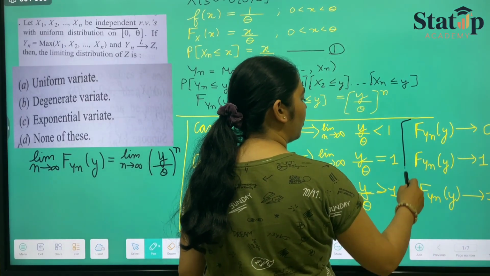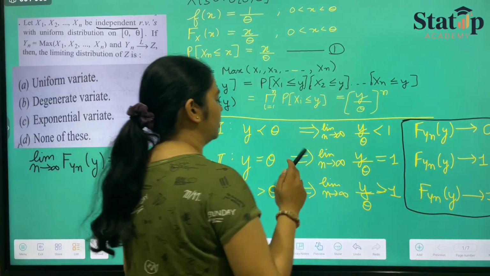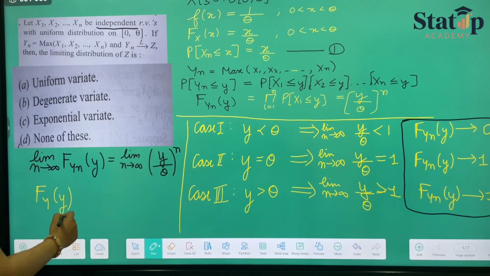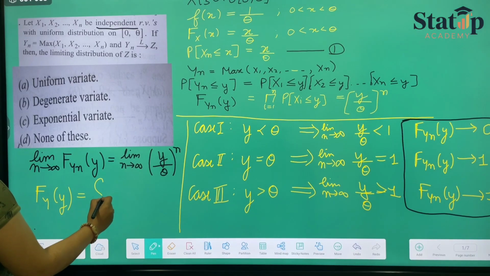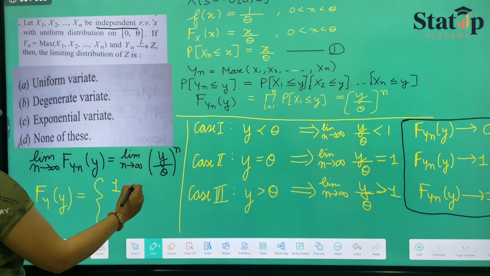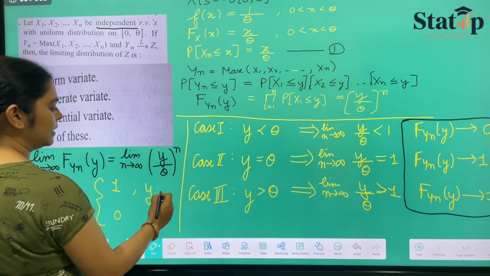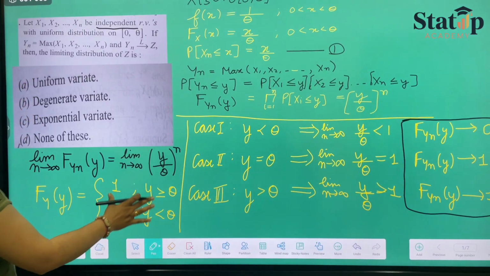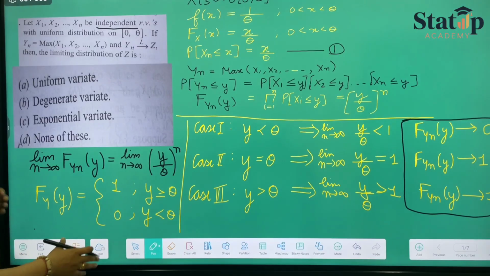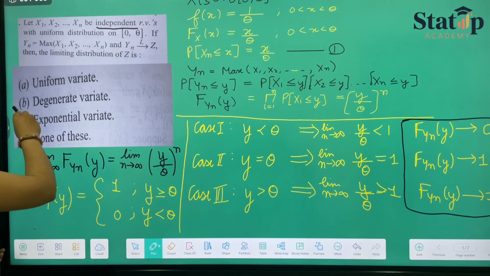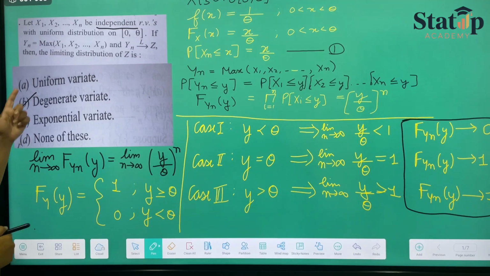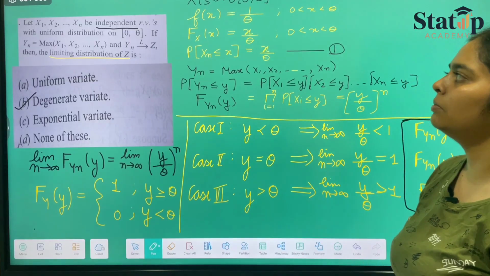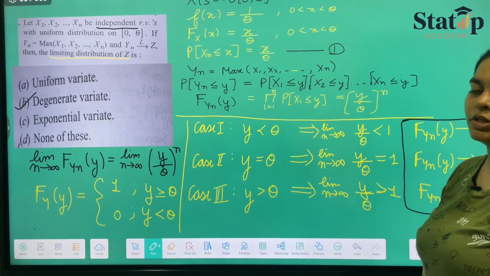And when we combine all these three cases, we can say that the distribution function F of Y, because we have put the limit on n we will not write it, has only two values, 1 or 0. It is 1 when y is greater than or equal to theta, and 0 when y is less than theta. If we see, this is our degenerate variate, which is our option number B, and hence our limiting distribution of Z is degenerate variate. So this is how you solve the question based on convergence in law.